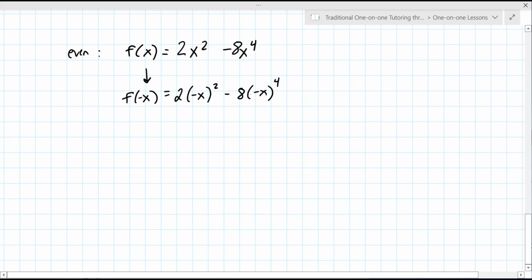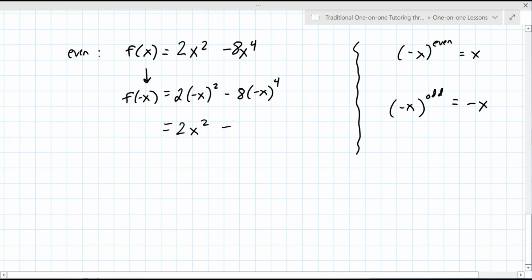All right, and then off to the side here, this is kind of like what we would need to know ahead of time. Minus x to an even power is always x. Minus x to an odd power is always minus x. Okay, so notice the case we have here is the one up top. So this becomes 2x squared minus 8x to the fourth.